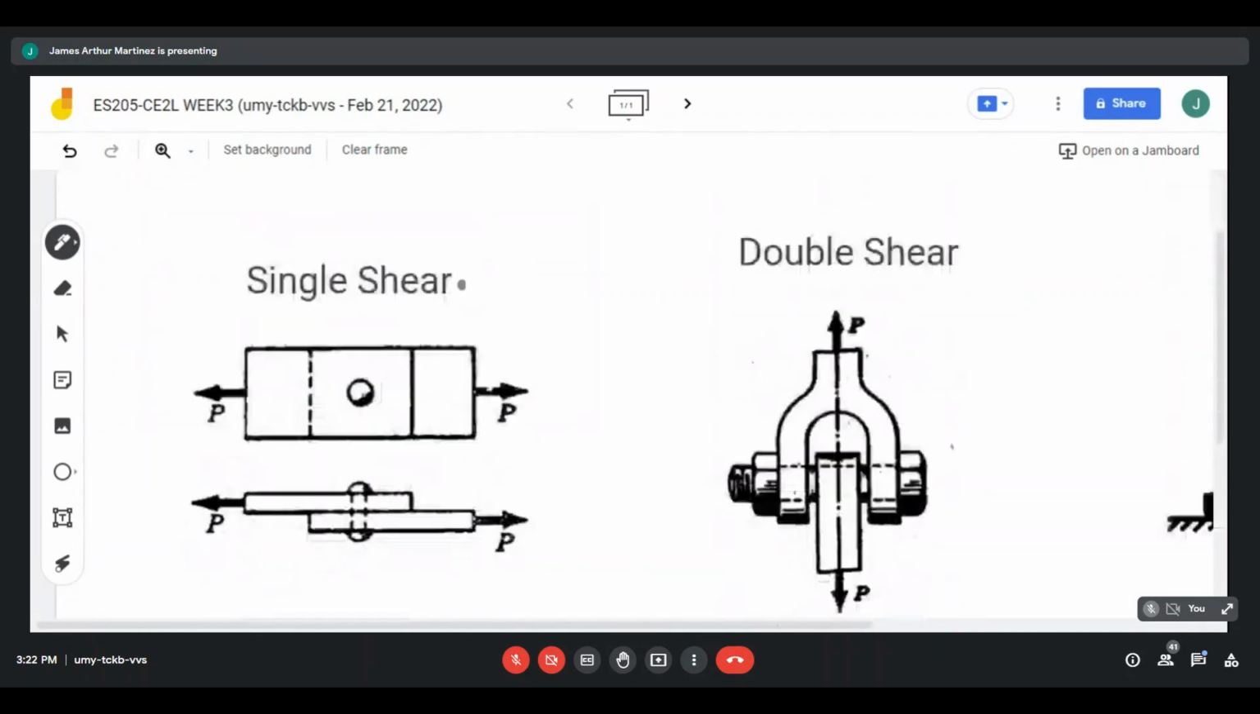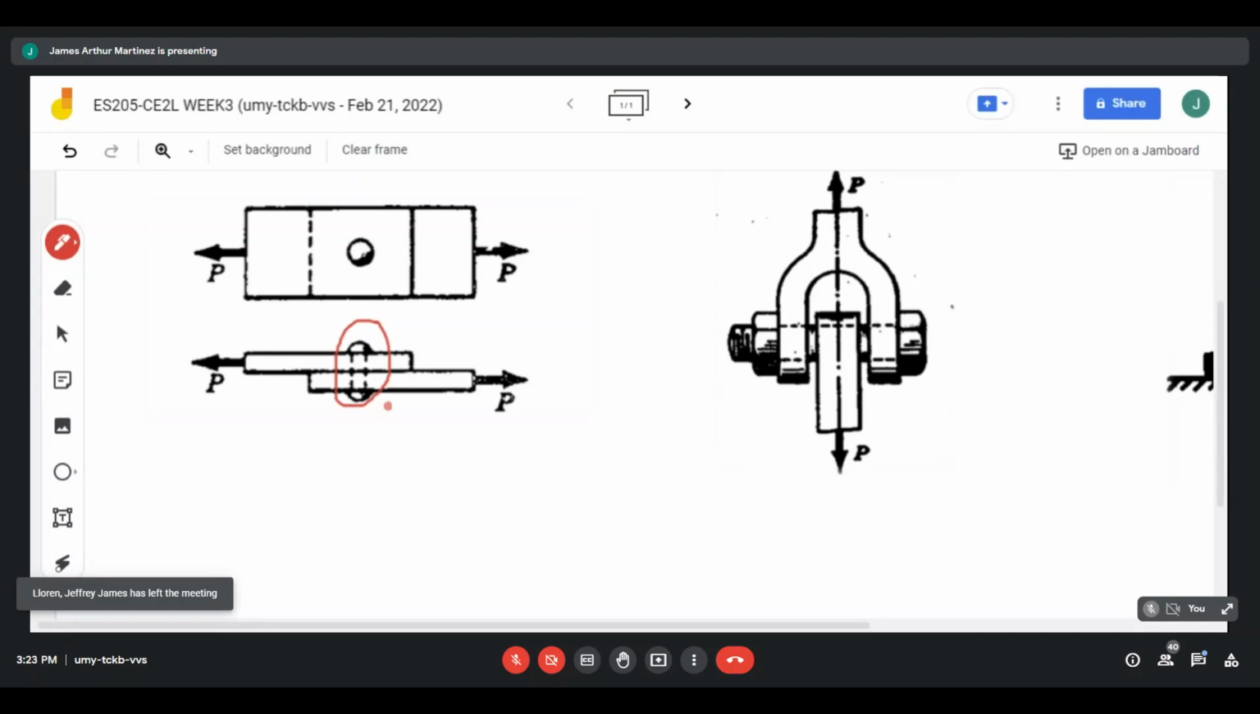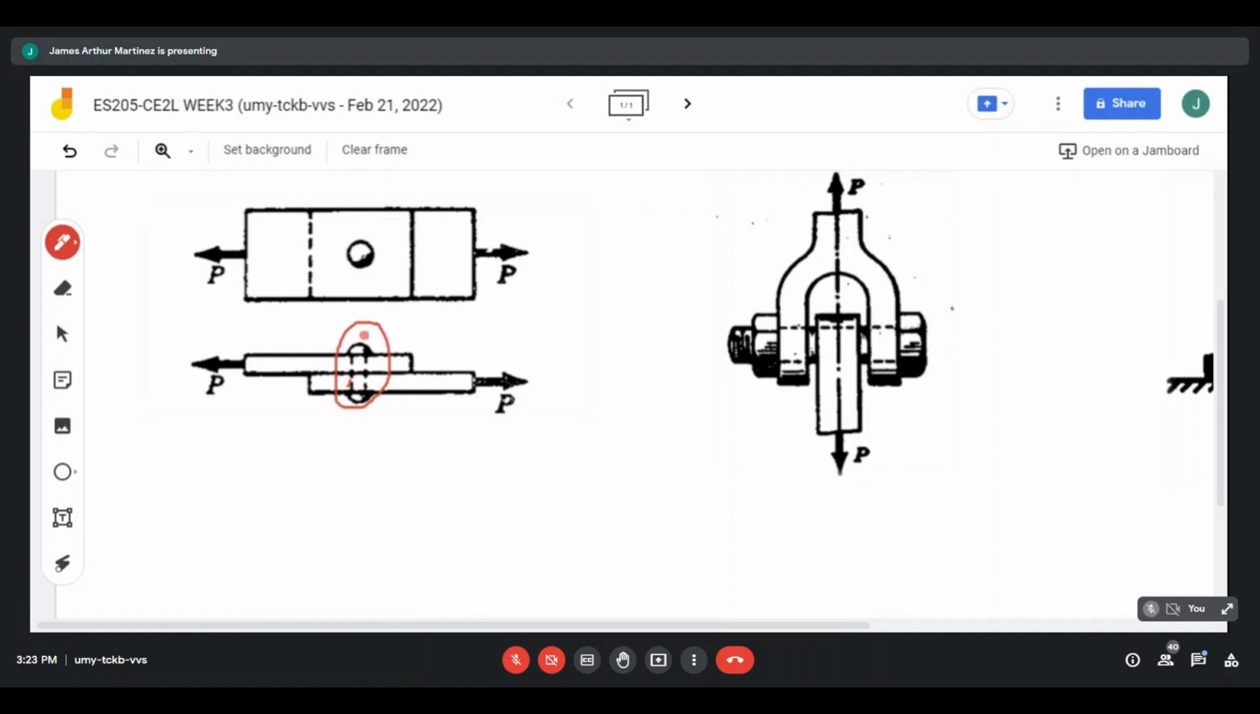For a single shear, imagine nga naka-plate, then connected by a bolt or a rivet. Then gina-pull out nimo ang both plates. So naa kay forces P acting oppositely directed. Meaning, naay ma-create nga shear stress sa iyahang bolt or rivet, sa iyahang connection nga part.